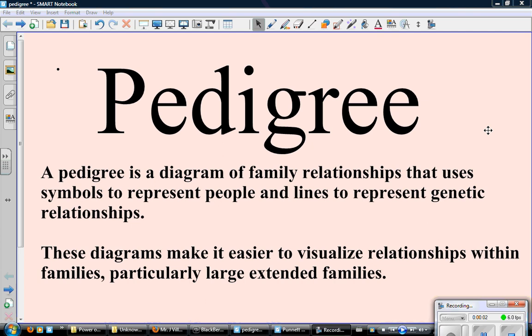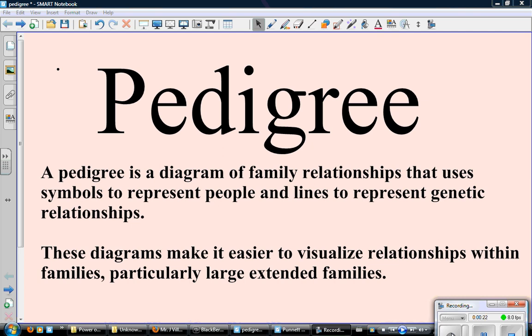So, pedigree. In terms of genetics, it is a diagram of family relationships that uses symbols to represent people and lines to represent genetic relationships. These diagrams make it easier to visualize relationships within families, particularly large extended families.